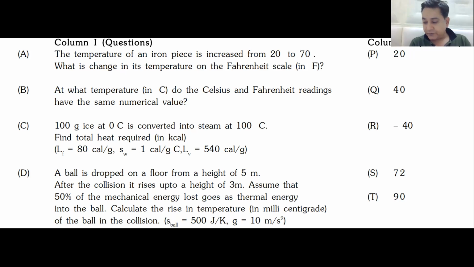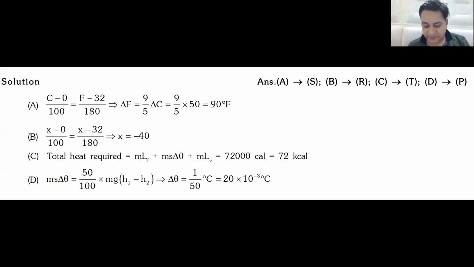Then we have question number 4. A ball is dropped on a floor from a height of 5 meters. After collision, it rises to a height of 3 meters. Assuming that 50% of mechanical energy is lost, goes as thermal energy, calculate the rise in temperature of the ball in milli degree centigrade. I'll give you 2 minutes to do this. I think you should be able to do this in 2 minutes. This is a straightforward question. Let's not waste time on this.